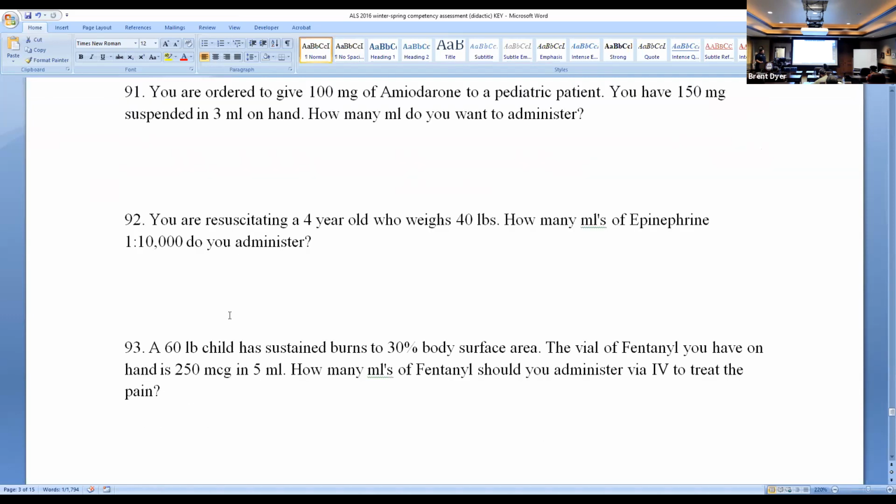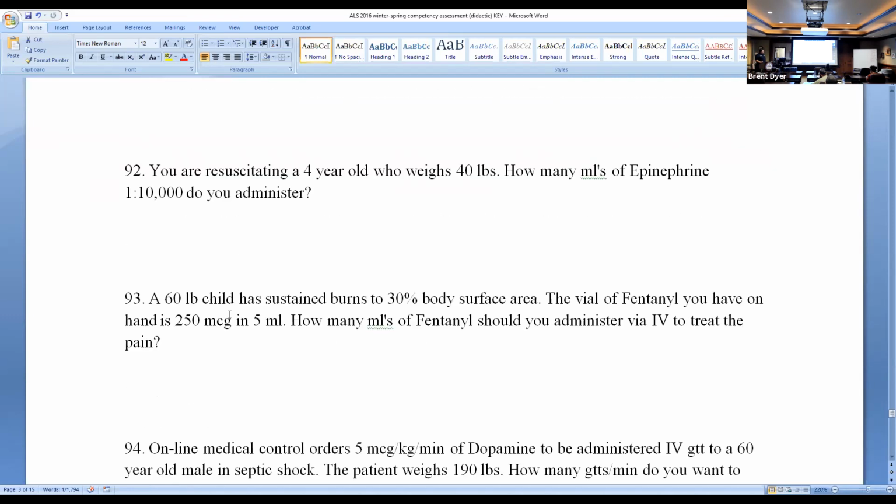All right. Let's change number 92 here. We're going to say that we have a 4-year-old who weighs 40 pounds. How many milliliters of epi 1 to 1,000 do you give? What do you think's the answer there?